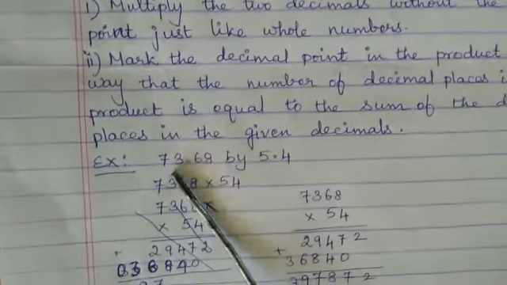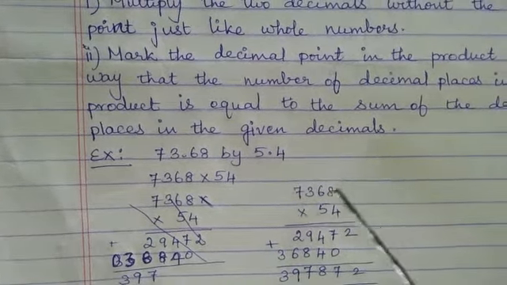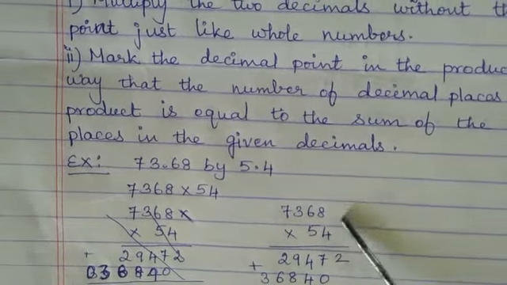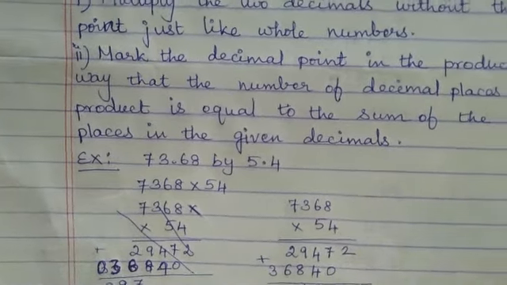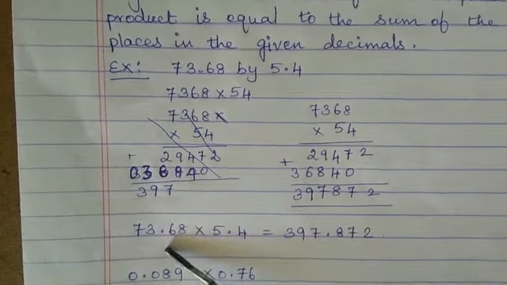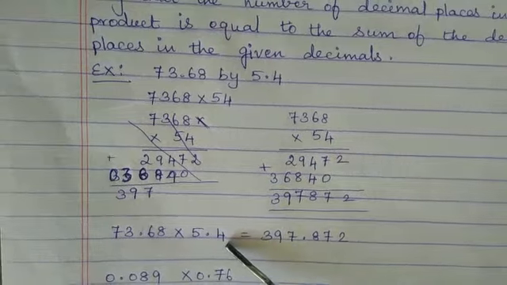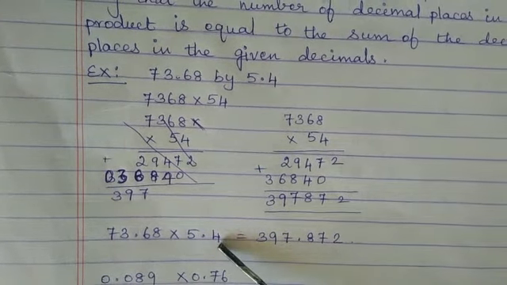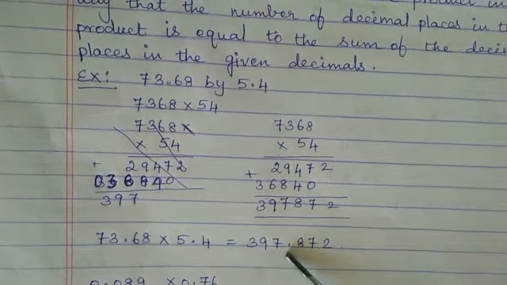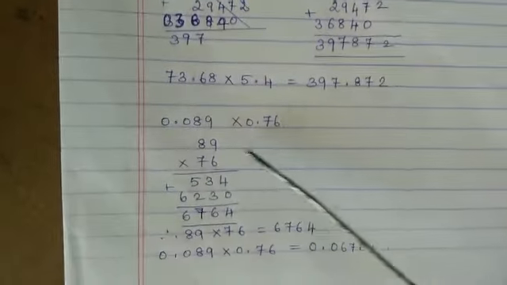Example: 73.68 by 5.4. Remove the decimal point, that is 7368 multiplied by 54. Ordinary multiplication you will do. Then we count the number of decimal places in the given question. In the first number there are 2 decimal places, and in the other there is one decimal place. So total 2 plus 1 is 3 decimal places. We have to put the decimal point in the answer, that is 397.872.